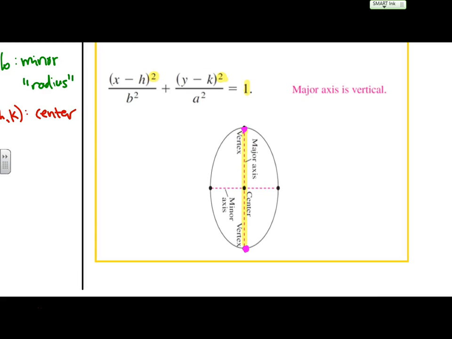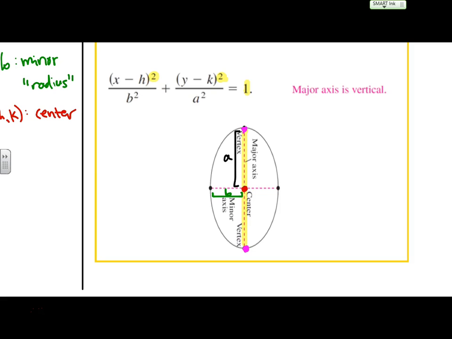We have the vertices at the ends of the major axis, we have the center in the very, very middle, our HK. Our A on this one is going to be vertical instead, because A is going to be the major radius as well. Now it's just oriented differently. And B is going to be the minor radius, which is going to be horizontal on this one.